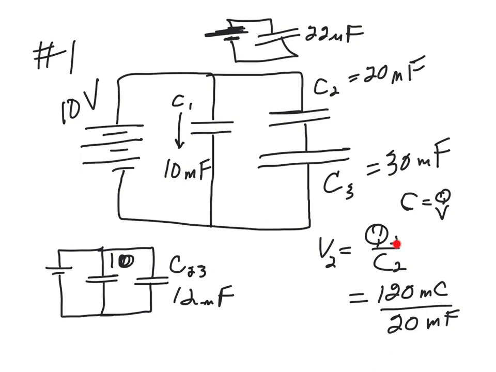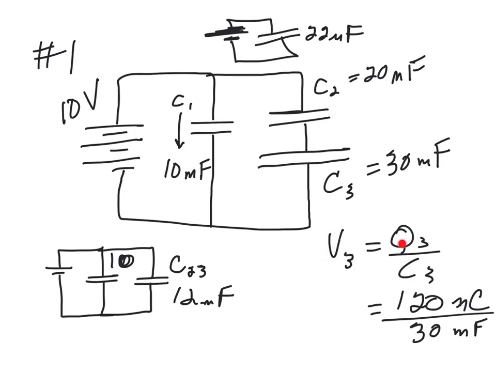Take this equation and change the 2s to 3s and see what you get. And there we are. V3 is going to be Q3 over C3, and Q3, as we know, is 120, divided by the C3, 30, and that gives us the 40 that we were expecting. So it confirms that this divides 60-40, giving us a total of 10 volts. Okay, let's go on to the next circuit.